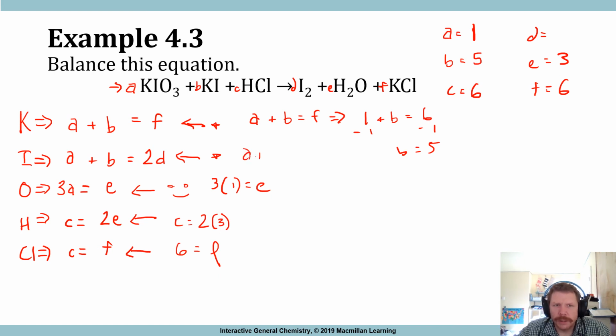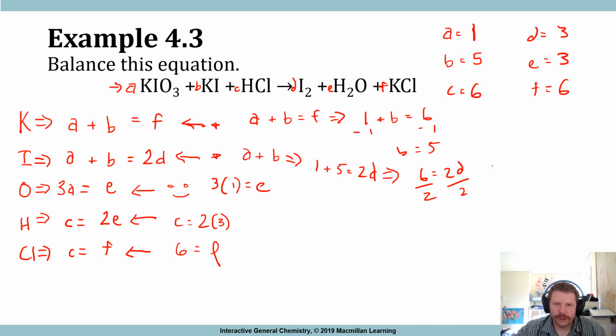A plus B, well, that is now 1 plus 5 is equal to 2D. And as a result of that, 6 is equal to 2D, divide by 2, divide by 2. D is equal to 3.